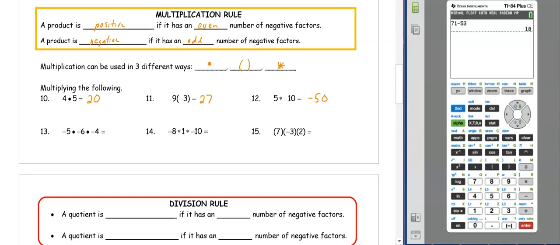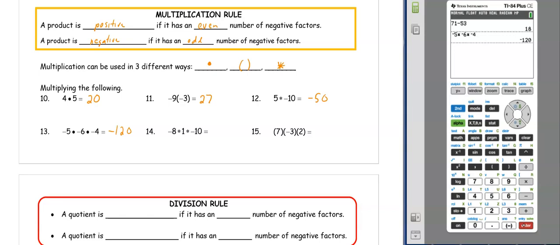In 13, we have negative 5 times negative 6 times negative 4. There are 3 negative numbers there, so we should get a negative solution. So we can do this by hand. Negative 5 times negative 6 is 30, times negative 4 is negative 120. Or we can put this in our calculator. When you are using a negative on your calculator, you want the sign next to the decimal point. You do not want the subtraction sign or you're going to get an error. So we have negative 5 times negative 6 times negative 4. And we got negative 120.